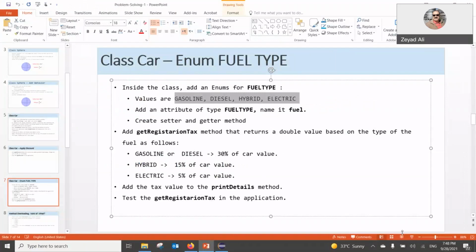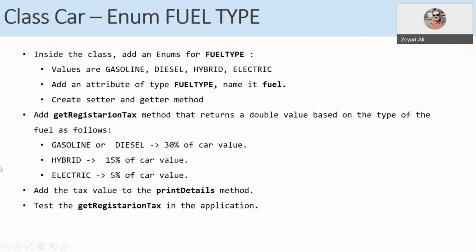Now, after the fuel type, as you see here, we need now to add one more thing, which is a very useful way of calculating the taxes. So when you register a car, you are going to pay taxes. How much tax you pay depends on the fuel type, for those who like environment and environment protection. If the fuel type of the car is gasoline or diesel, you pay 30% of the car value. If it's hybrid, you pay 15%. If it's electric, you pay 5%. So this is called registration tax. You're going to calculate it based on the fuel type.